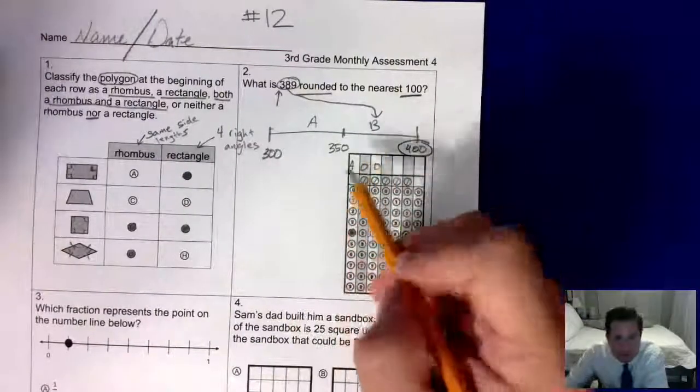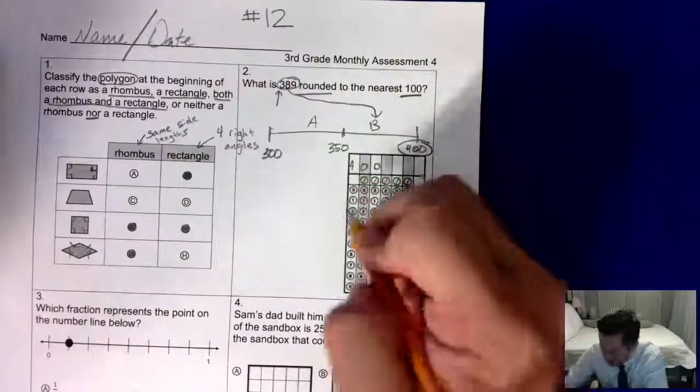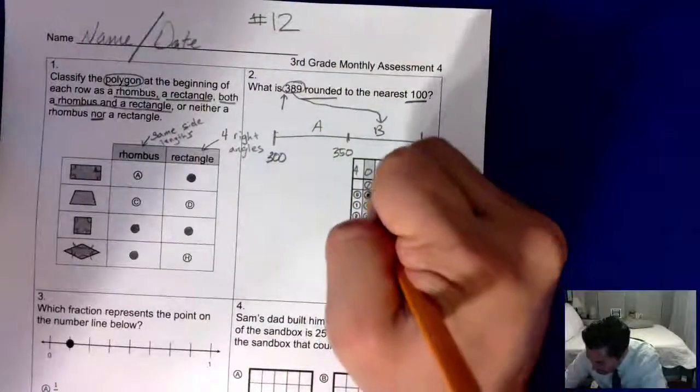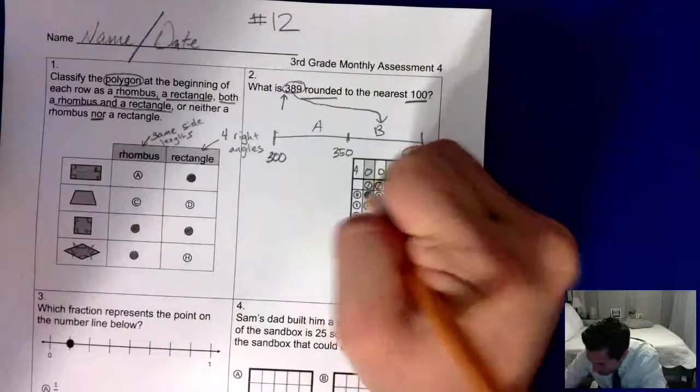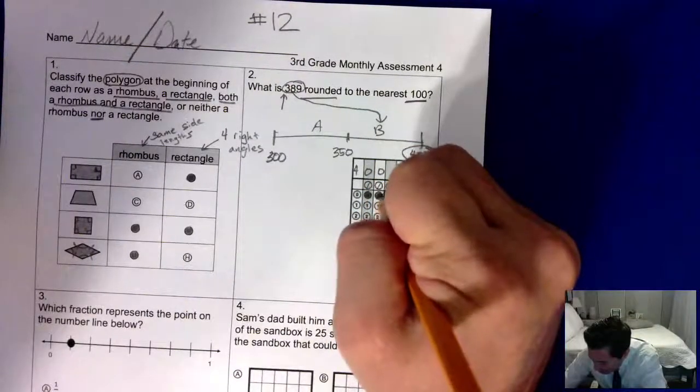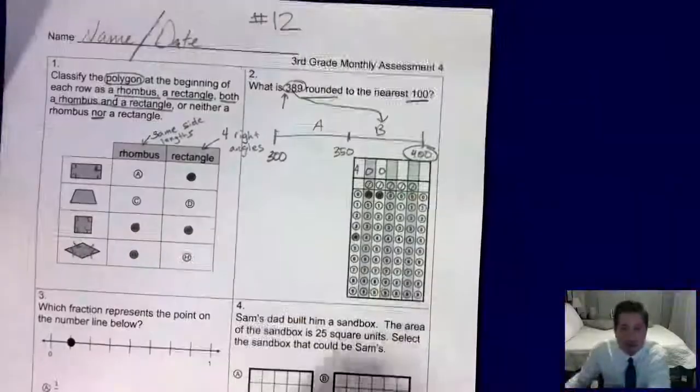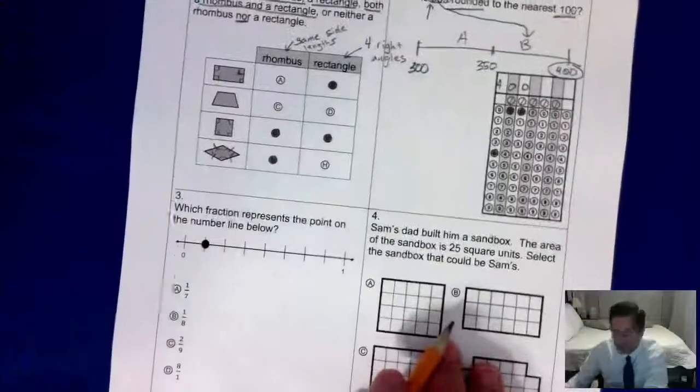So make sure you bubble right underneath. Notice where I put the 4 all the way to the left, and I have to put those 2 zeros in, 400. Okay, number 3.